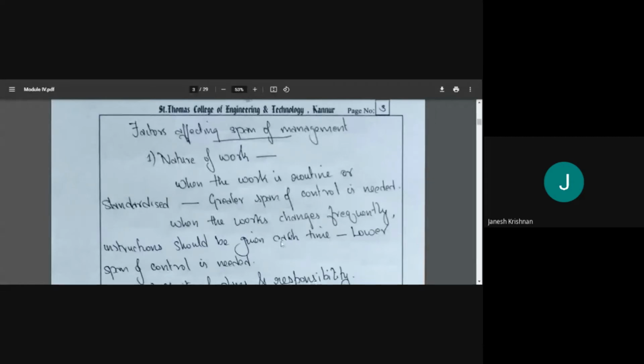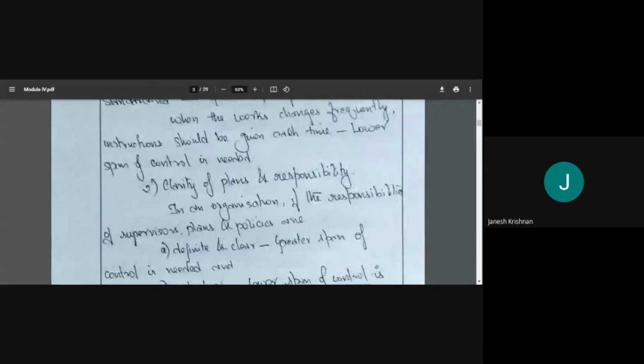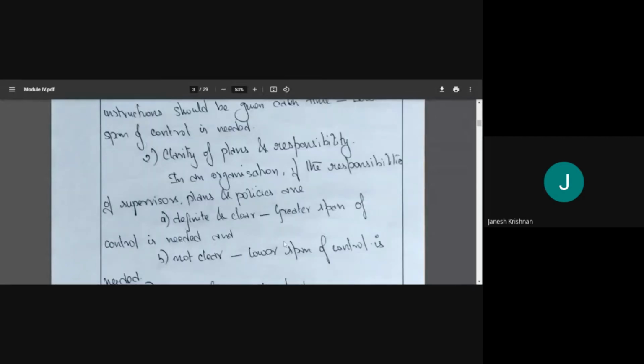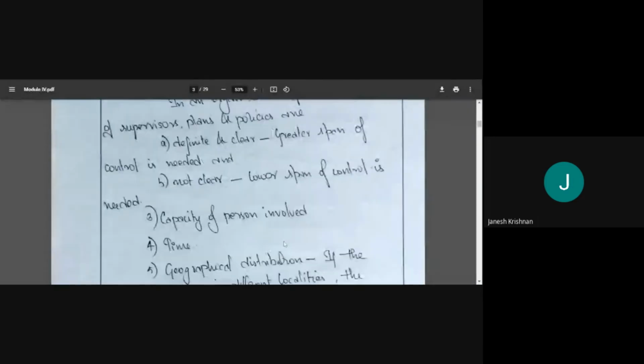Then clarity of plans and responsibilities. If everything is clear and definite, we know the rules, the regulations, and the responsibilities, then you can have a greater span of control. That is, one person can supervise a large number of persons. And if it is not clear, then we will have to narrow our span of control. Then the capacity of the person involved.